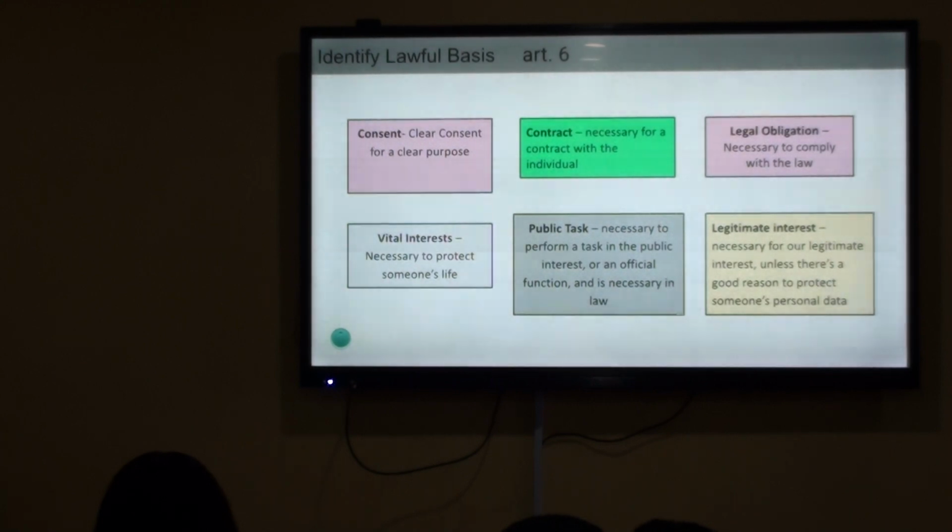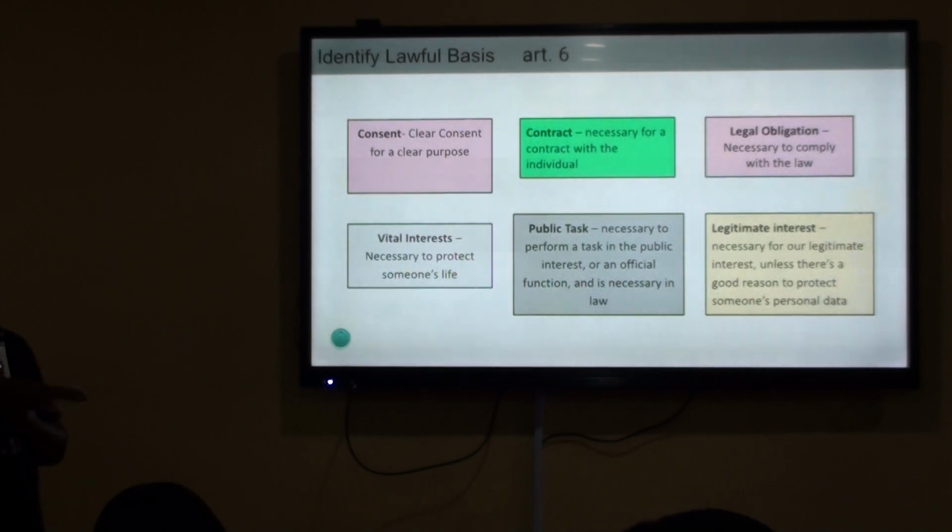Vital interest, public task. Who thinks that the research you do in your universities, in your institutions, are part of public task? Who believes that? Nobody. A few people, right? The research you're doing, the biomedical, your neuroscience research, do you feel is part of public task? It is. It is part of public task.